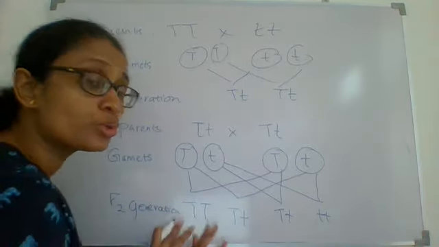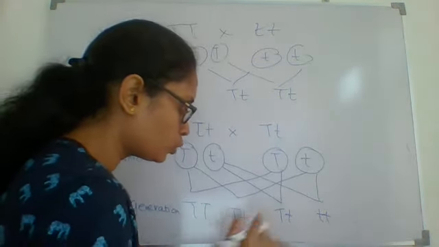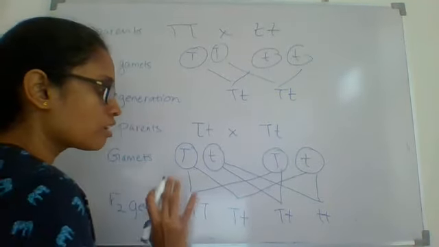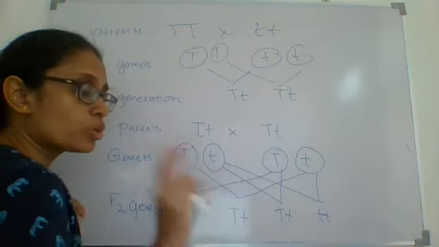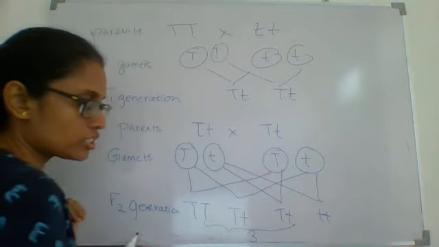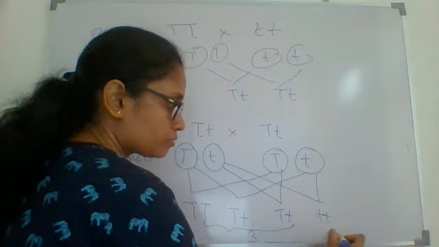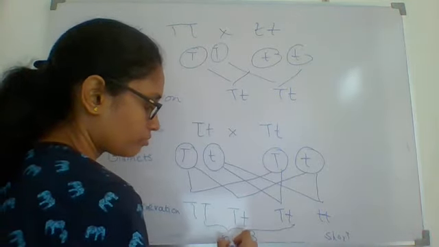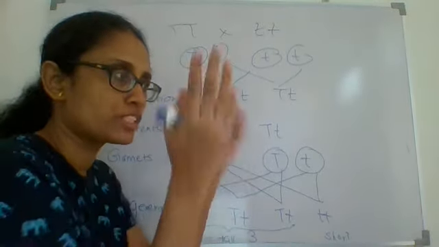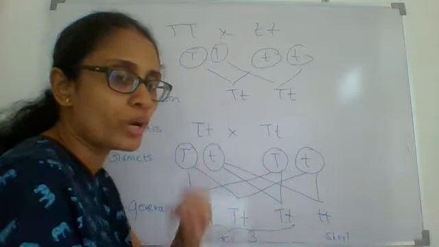So how many genotypes are there? That means how the genes are arranged. There are 1, 2, these two are same, 2, 3 types of genotypes, and how many phenotypes? Only 2, because all these 3 are tall, this is short. That means you cannot see the genotype, right? You can physically see the phenotype. So then you get 3 tall plants and 1 short plant.